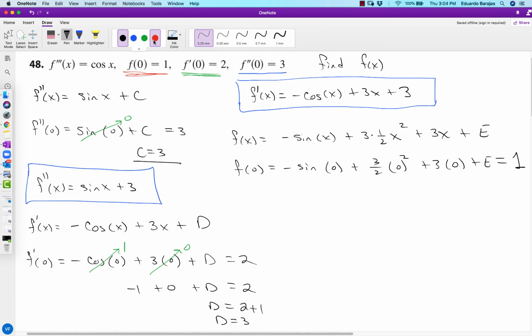Good? Okay. Sine of 0 is 0. That's 0. 0 times anything there, that's 0. 0 times 3, that's 0. So all of that really just leads to stating that e must be the number 1. Okay, so that allows us to rewrite our function and get the specific function. F of x equals minus sine x plus 3 over 2 x to the second power plus 3x plus 1. And that's our final answer.